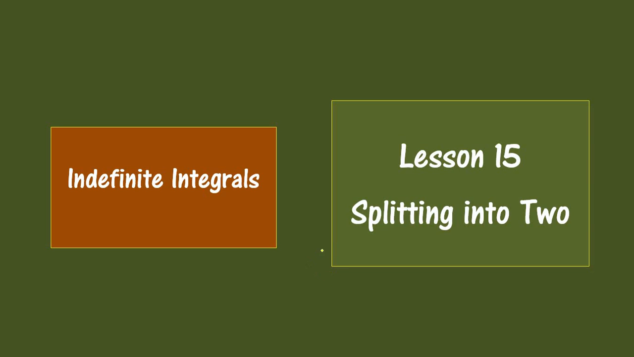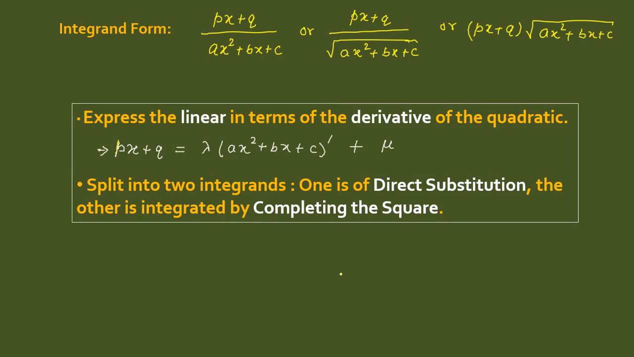We are now in lesson number 15, and that is splitting into two. This is a sub-technique of substitution, in which we are going to split a given integrand into two different integrands. So let us understand how the integrand should look to do this.